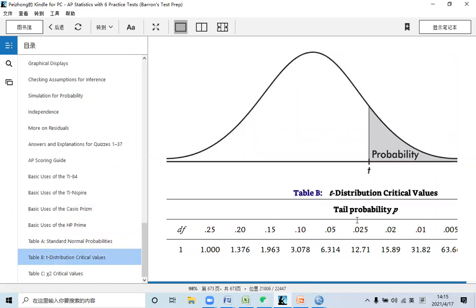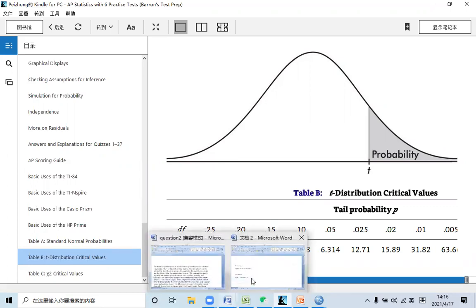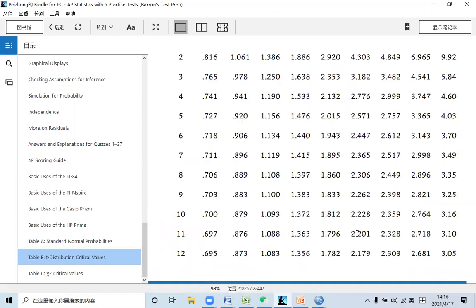T-distribution, 95%, so we want it on both sides, and that would be corresponding to 2.5% on each side, 0.025. What degrees of freedom do we need? 10 minus 2, that would be 8.